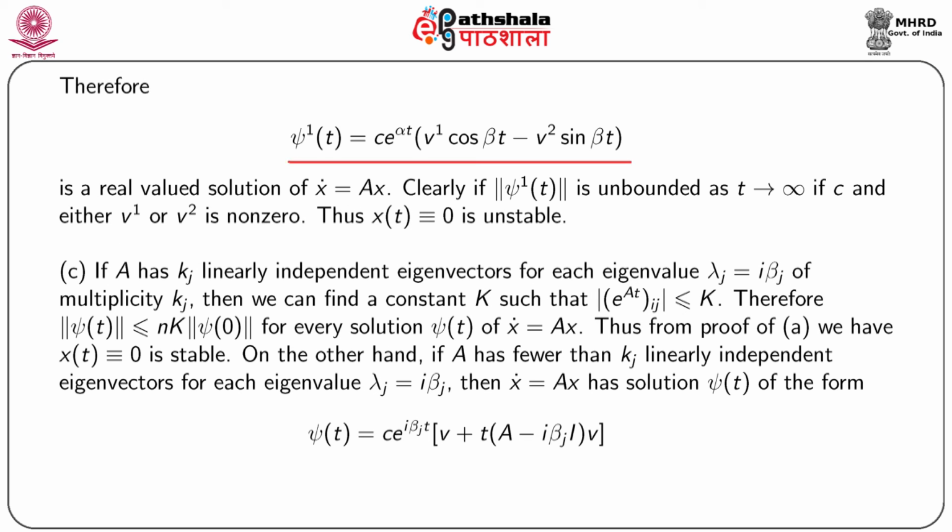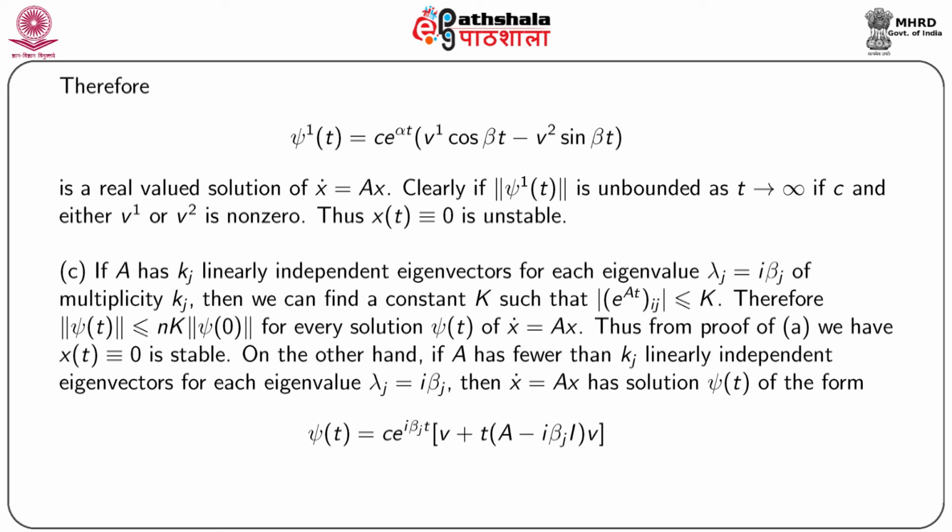Therefore, psi1(t) equal to c e^(alpha t)(V1 cos beta t minus V2 sin beta t) is a real valued solution of x dot equal to Ax. Clearly, the norm of psi1(t) is unbounded as t tends to infinity if c and either V1 or V2 is non-zero. Thus, x(t) equal to 0 is unstable.